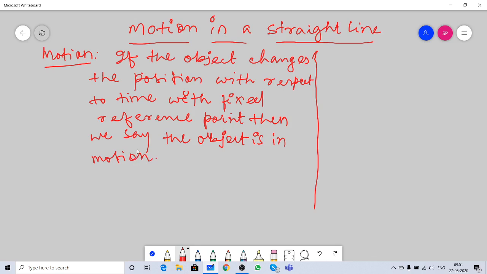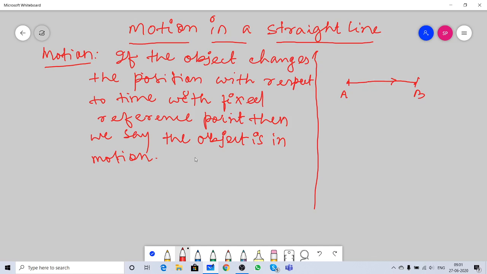So, what does this statement mean? The statement means, suppose the object changes the position. That means suppose it was initially at A, then it changes the position to B. With respect to time, that means for the change in position, some time has already passed. That means with respect to time, the object has changed the position.